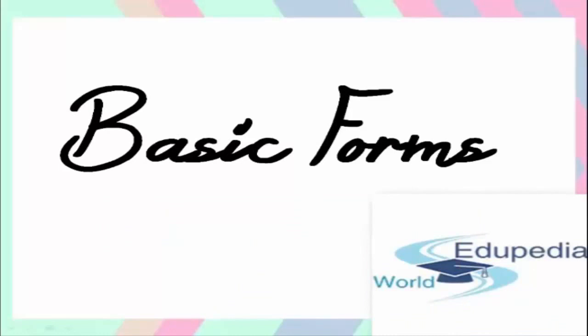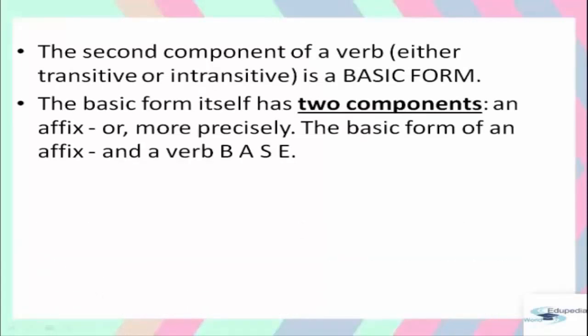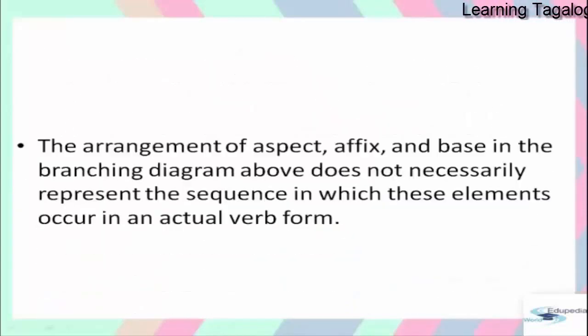This time we're going to talk about basic forms. The second component of a verb, either transitive or intransitive, is a basic form. The basic form itself has two components, an affix, or more precisely, the basic form of an affix, and a base. Thus, a verb is composed of two components: we have the aspect, and now we have the basic form. And the basic form also has two components: first, the affix, and second, the base.